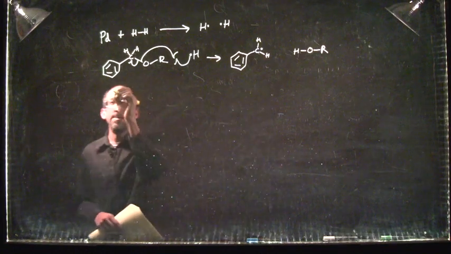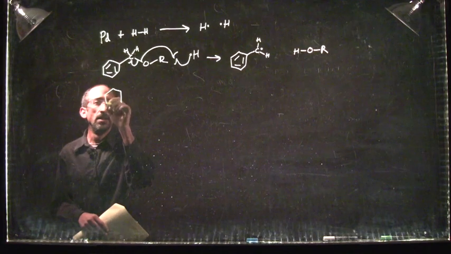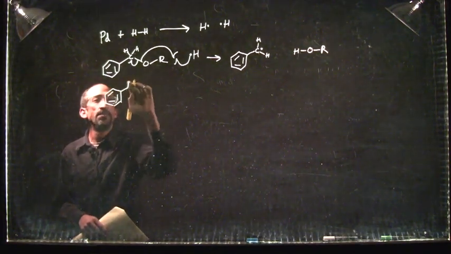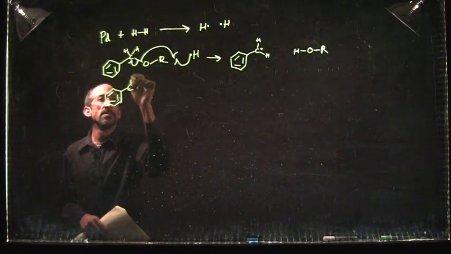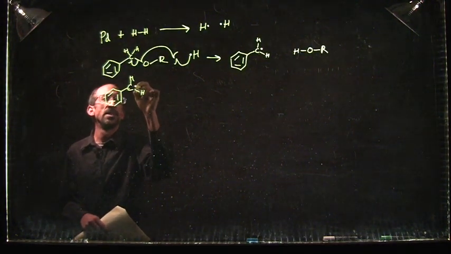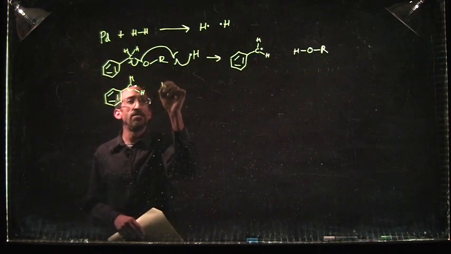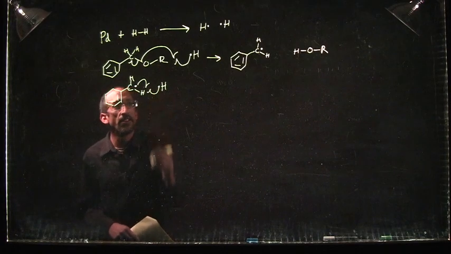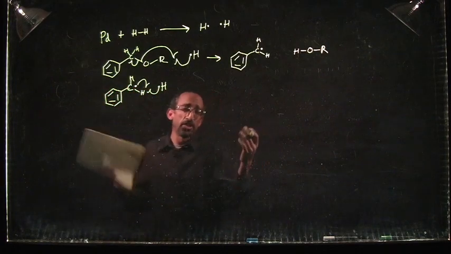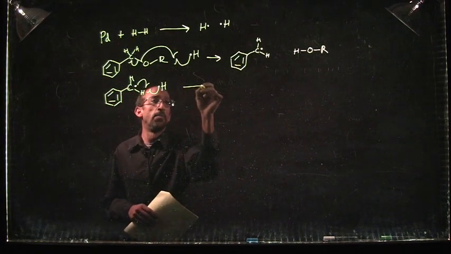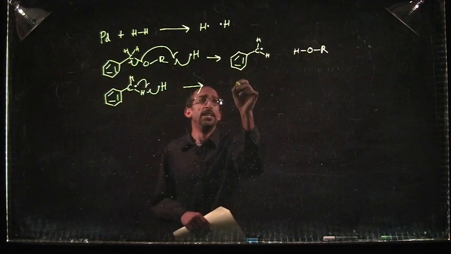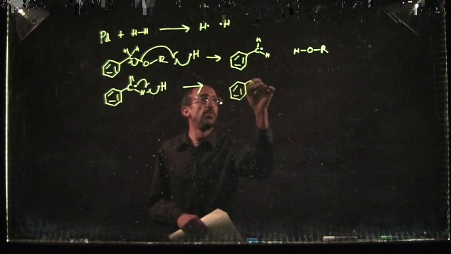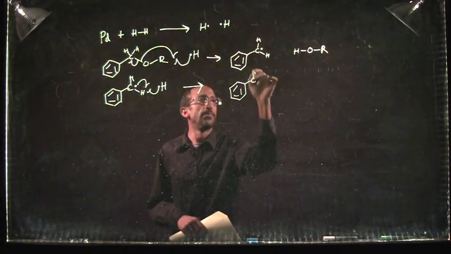In the second step, that benzyl radical we just formed reacts with our other hydrogen radical in what can be considered a radical recombination step, if you'd like, but that's not really an appropriate descriptor for it, to give us some sort of a toluene derivative.